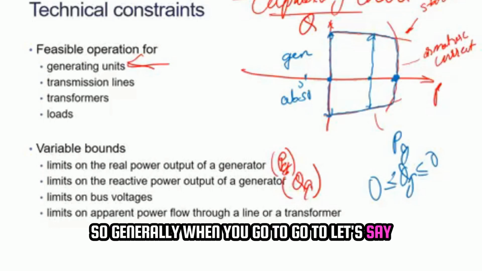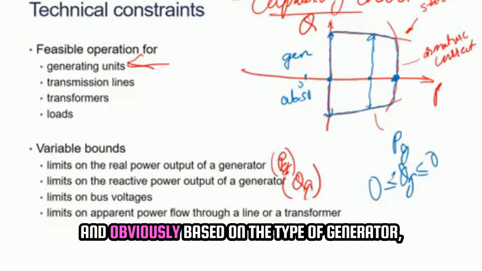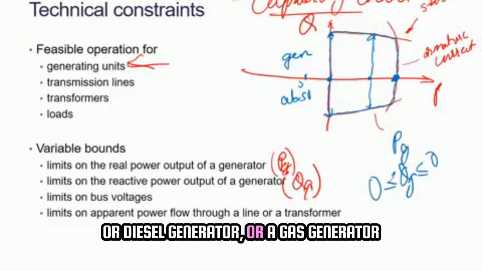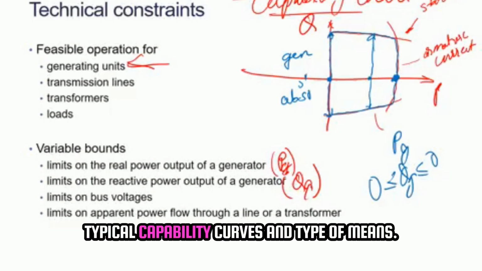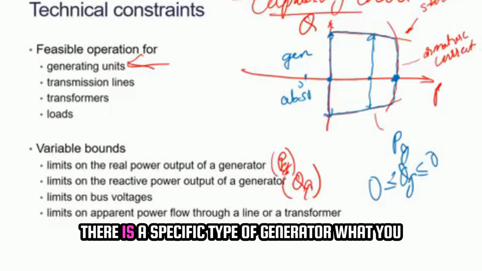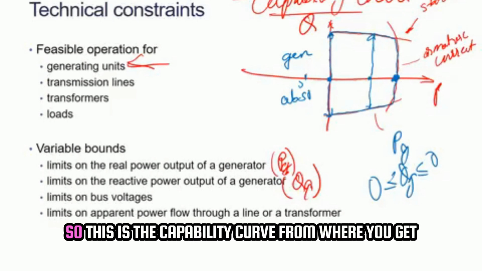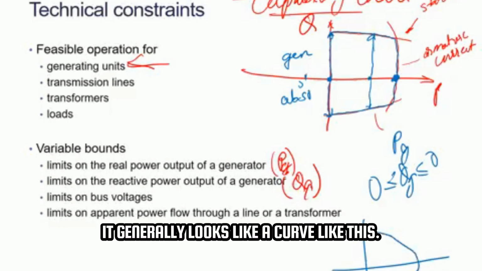Generally when you go to a generator company to purchase a generator, they will always give you this capability curve. Obviously, based on the type of generator, like a coal based generator, diesel generator, gas generator or nuclear generator, every generator has its own typical capability curve. There is a specific type of generator you can use based on the type of raw material, the way you want to generate power. So this is the capability curve from where you get the value, and if you draw it very smoothly, it generally looks like a curve like this.